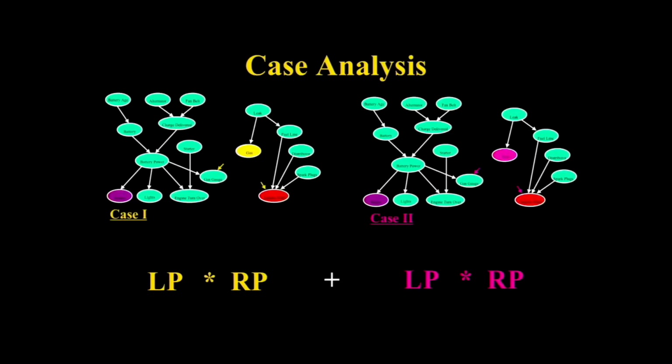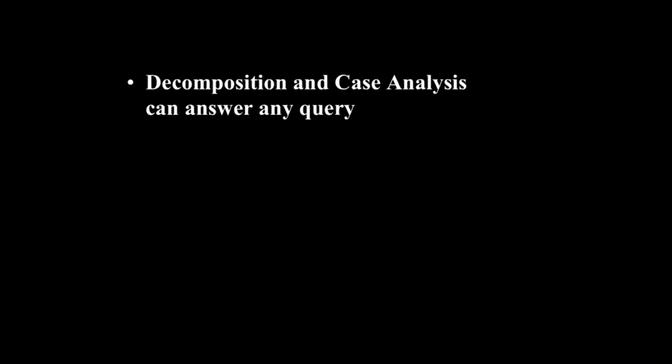I took a big guy and I split it into 4 little pieces. How do I handle each piece? How do I do the computation with respect to each piece? Recursively, using the same guy, same process. Pick another node that if I fix the value of, I can decompose and repeat. Okay, this is much simpler than anything else we've looked at. Decomposition and case analysis can answer any query.